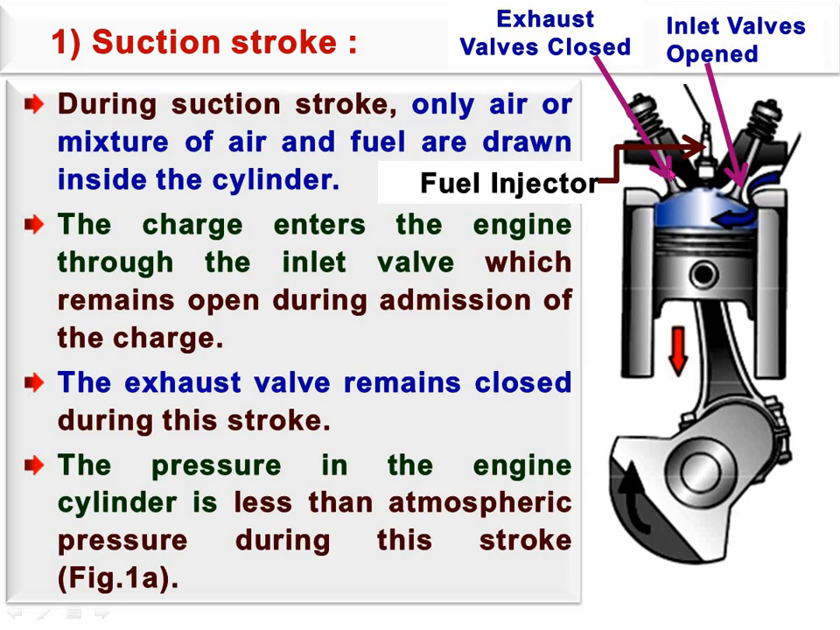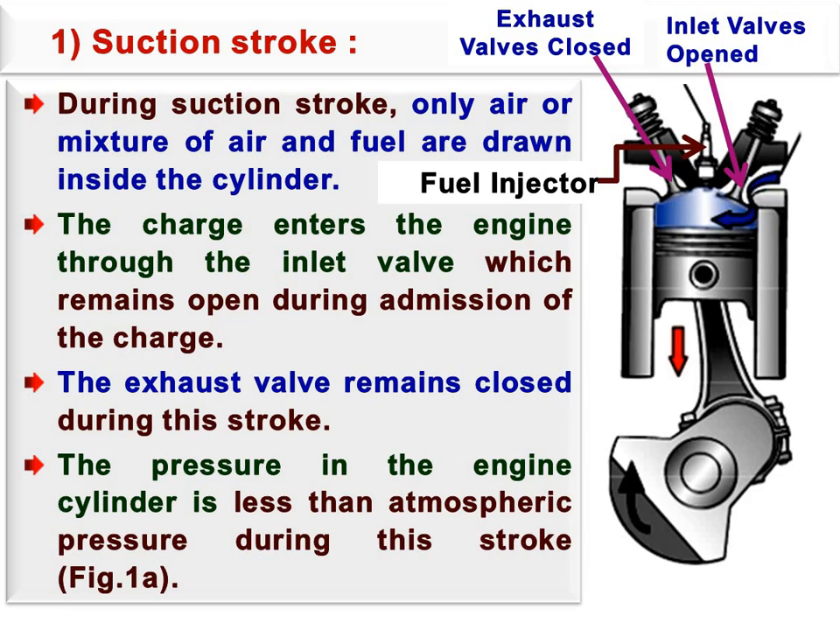Here you can see that in the suction stroke the piston travels from top dead center to the bottom dead center, and at that time the inlet valve opens and the exhaust valve is closed. The exhaust valve remains closed during this stroke. The pressure in the engine cylinder is less than the atmospheric pressure during this stroke, as the piston travels from top dead center to the bottom dead center.